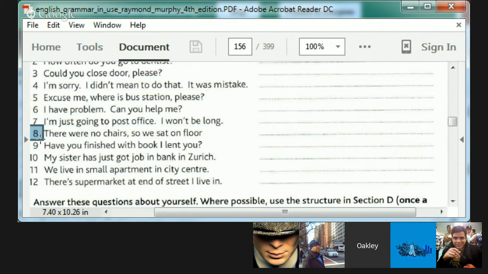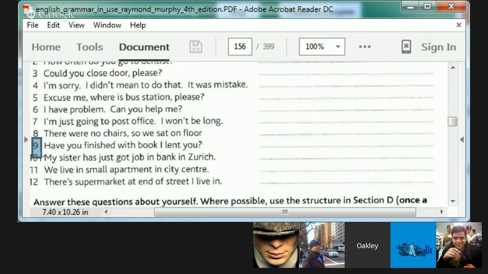Philip, number 8. There were no chairs, so we sat on the floor. Why do we use the here? The floor is very general. We know it's the floor. It's the floor of the place where there were no chairs. It's well enough defined.